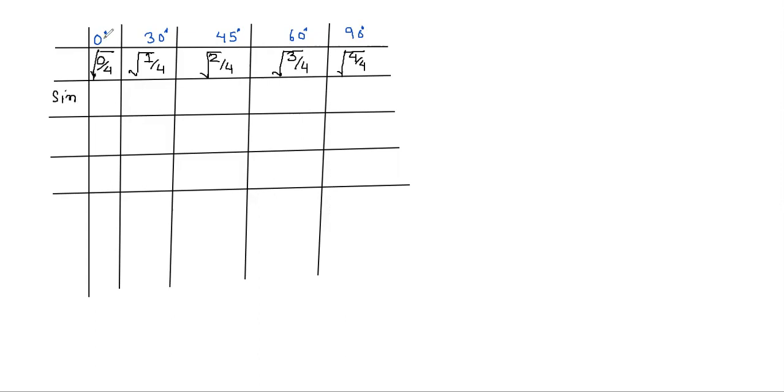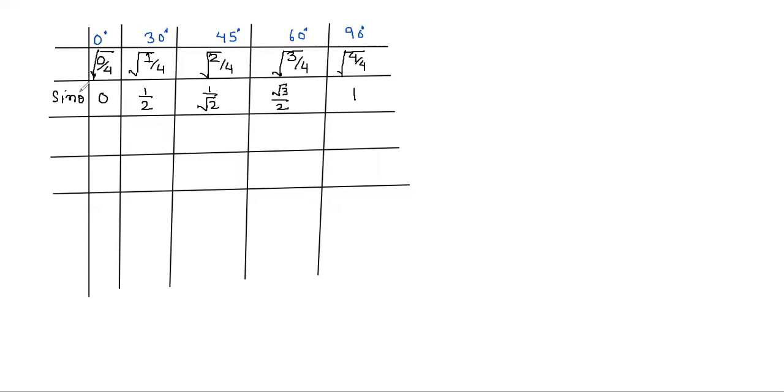Sine 0 degree is 0. Sine 30 degree is 1 by 2. Sine 45 degree, if you cancel it, it will be 1 upon square root 2. Sine 60 degree is square root 3 upon 2. 4 and 4 will cancel, so sine 90 is 1. So children, this way we get the value of sine theta at five different angles.